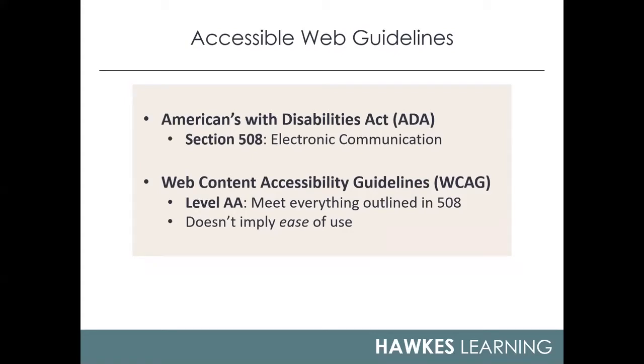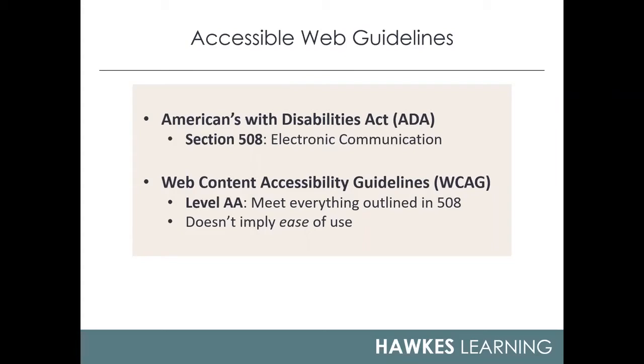In order for us to know if we're meeting the laws set in Section 508, we can refer to something called the Web Content Accessibility Guidelines, or WCAG. Now, within these guidelines, there are different levels of compliance, and in order for us to meet everything that's outlined in Section 508, we have to be WCAG 2.0 level AA compliant.